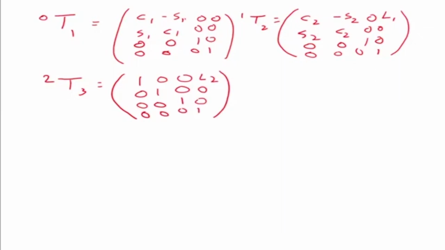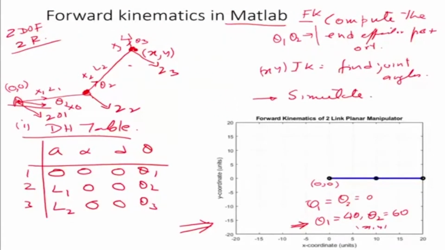Okay, so if I just go back to the manipulator structure, we see that I'm interested only in this point X, Y. That is why the third one I have made into an identity matrix. So I'm interested in this point and this point, not beyond that.